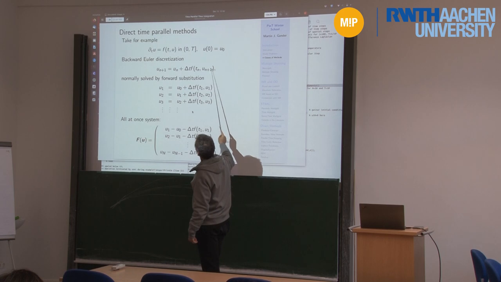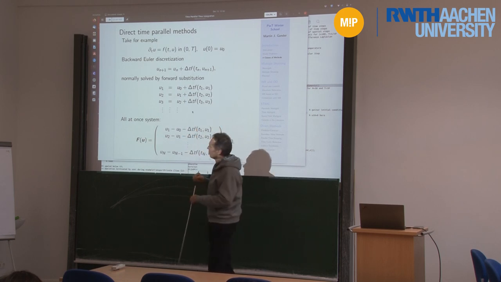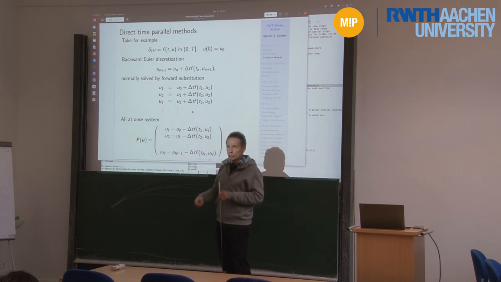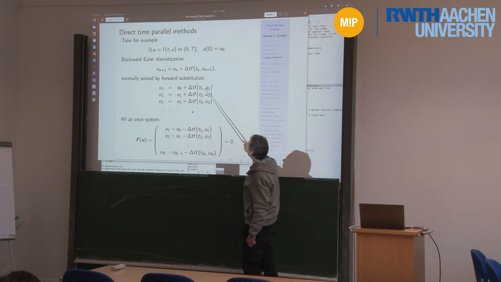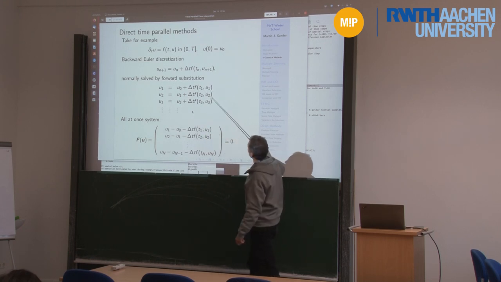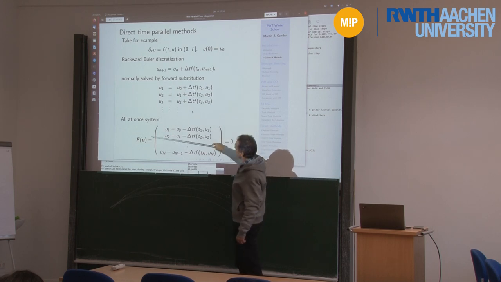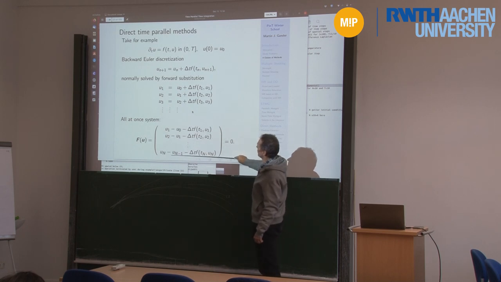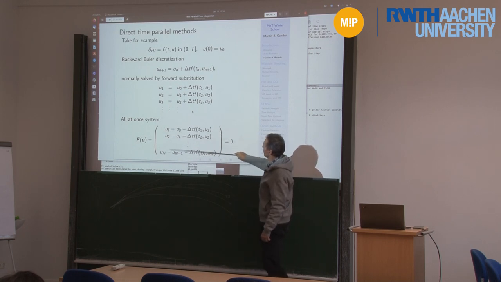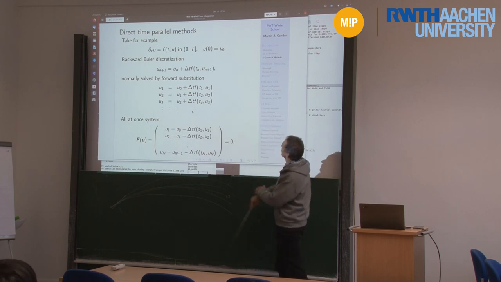Now, if I want a direct method, I need to write this not as a time-stepping method, but all the equations at once. The first time step, the second time step, the third time step, I write them all at once. So here is the first time step, then the second time step, the third time step. If I take all of those at once, I get a big nonlinear function that has all time steps in it at once. And I want to solve this to be 0 from this time stepping scheme.